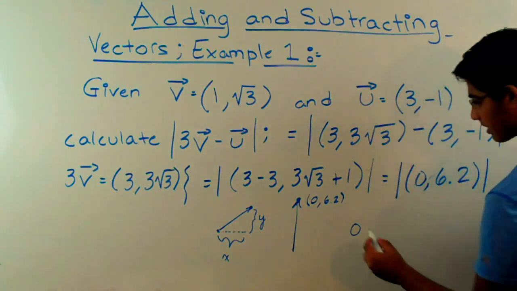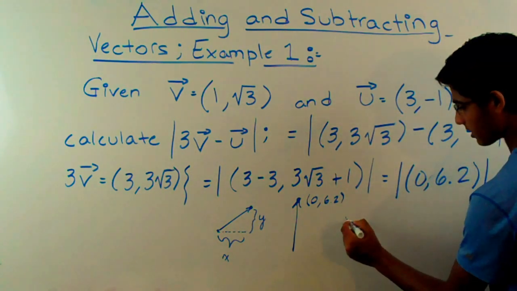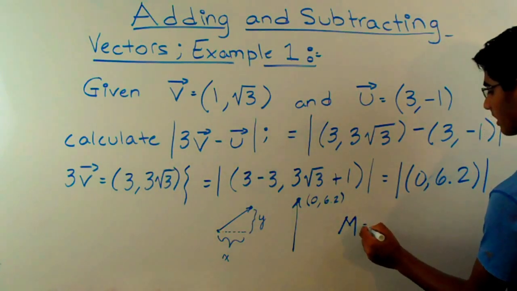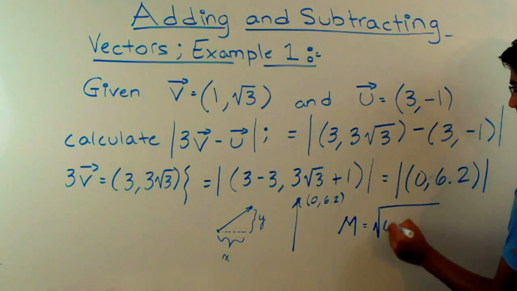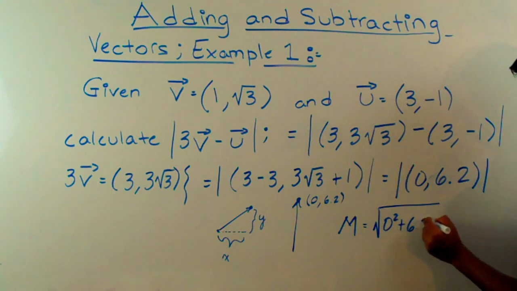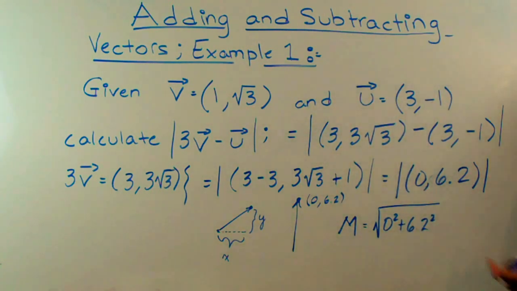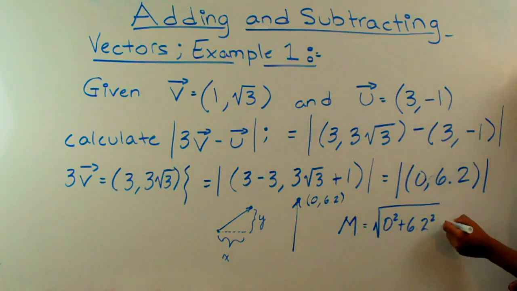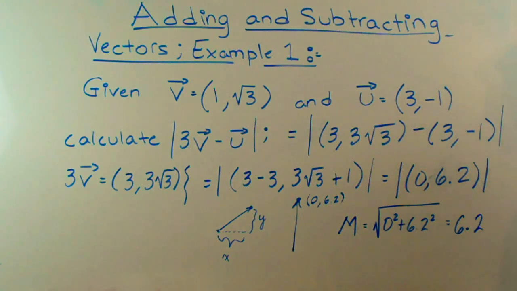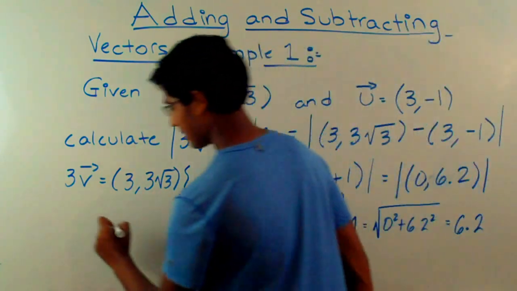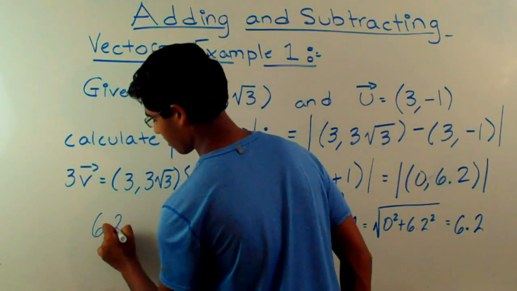Magnitude is the square root, so let's just say m for magnitude is equal to the square root of 0 squared plus 6.2 squared. That just becomes the square root of 6.2 squared, which we know is 6.2. And we know that distances have to be positive, so that's why it's not negative 6.2. And the other way we know that is because it's an absolute value. The magnitude is. So the answer to this problem is 6.2 units.